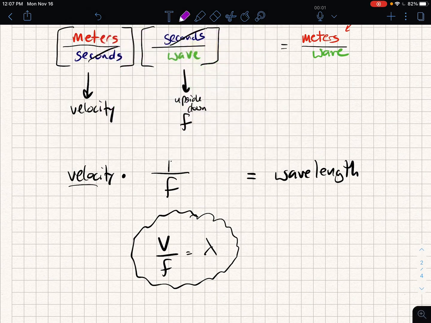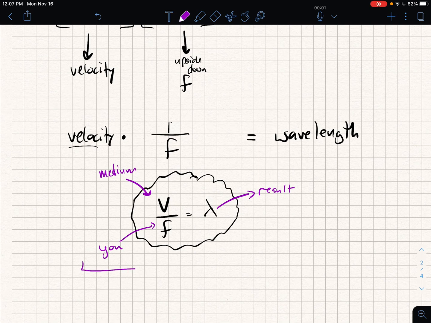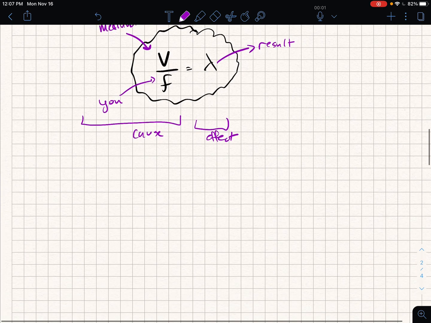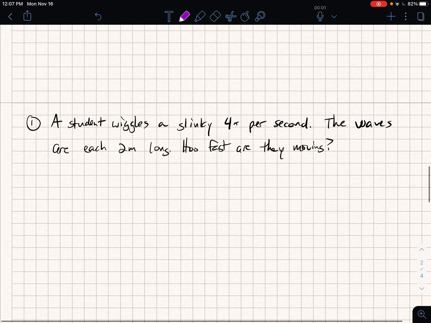And as a reminder, the velocity is controlled by the medium, so it gets to choose how fast the waves are allowed to travel through it. Frequency is controlled by you. You get to control how fast, or how often rather, you shake the slinky up and down, or splash in the swimming pool or whatever. And I think of this over here as the result. That's the effect, really. If you think of this side as being the cause, then this side over here is the effect.